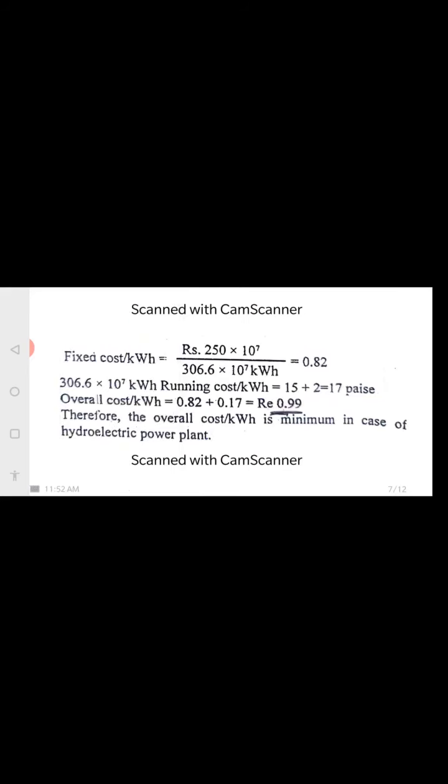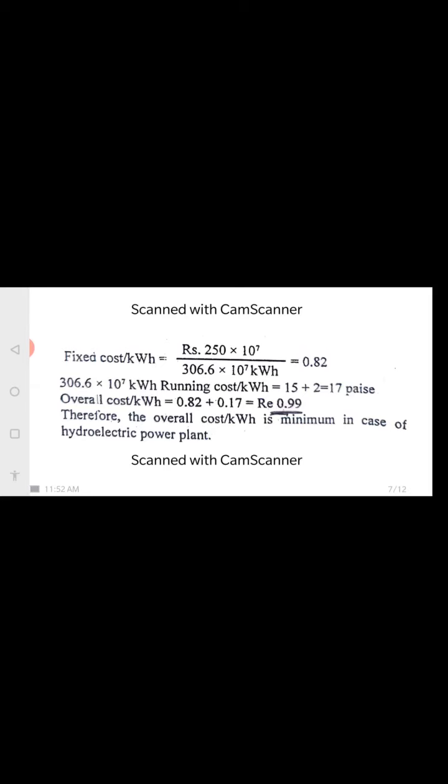Now the fixed cost per unit: for generating 1 unit of electricity, how much is the fixed cost? That is 250 into 10 raised to 7 divided by the number of units generated, that is 306.6 into 10 raised to 7 kilowatt hours. So we get 0.82. This is the fixed cost, which means to generate 1 unit of electricity, the fixed cost in the nuclear power plant is 0.82.